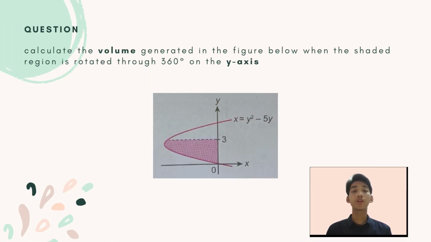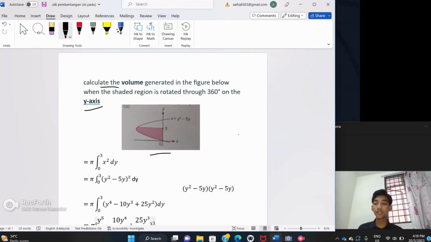So, the question for volume is, calculate the volume generated in the figure below when the shaded region is rotated through 360 degrees on the y-axis. So, I will show you how to answer this question. The first step is to write this equation, which is pi integrate, maximum point 3, minimum point 0, x power of 2 dy.